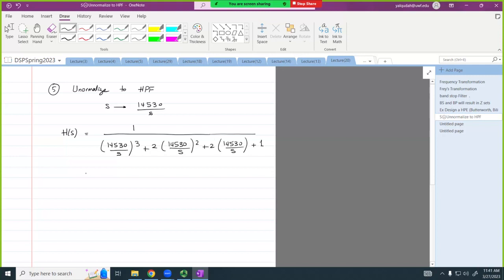What is this going to give us? SC cubed divided by SC cubed plus 29061 S squared plus 422,291,203S plus 3 times 10 to the power 12.